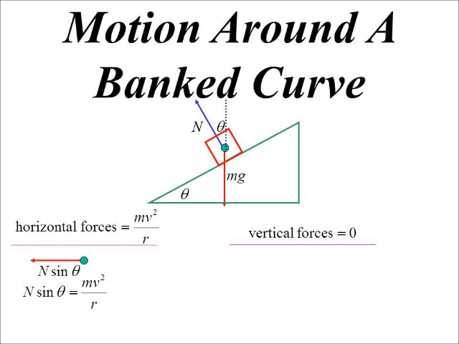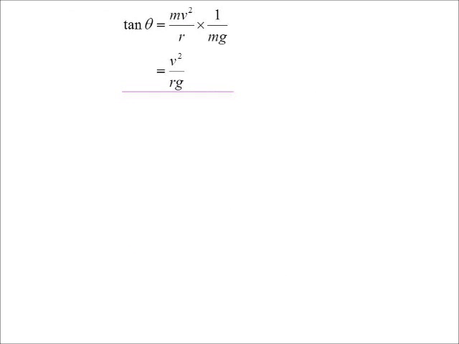And vertical forces equal to 0. So we have our vertical component n cos theta and gravity going down. So again, we get the same equation, but instead of tension, we have this normal force, which means we can come up with similar sort of equations. I can create tan theta as v squared on rg.